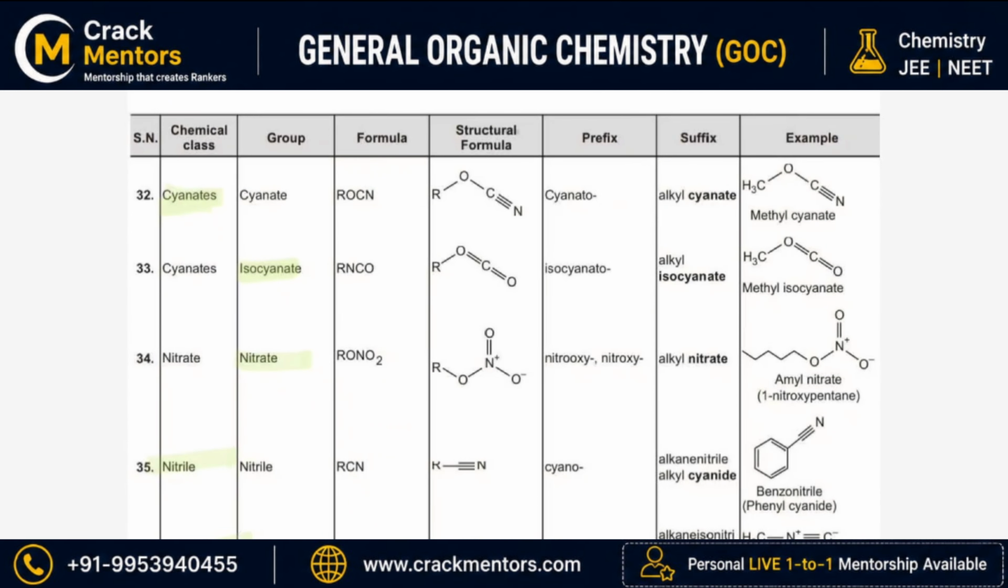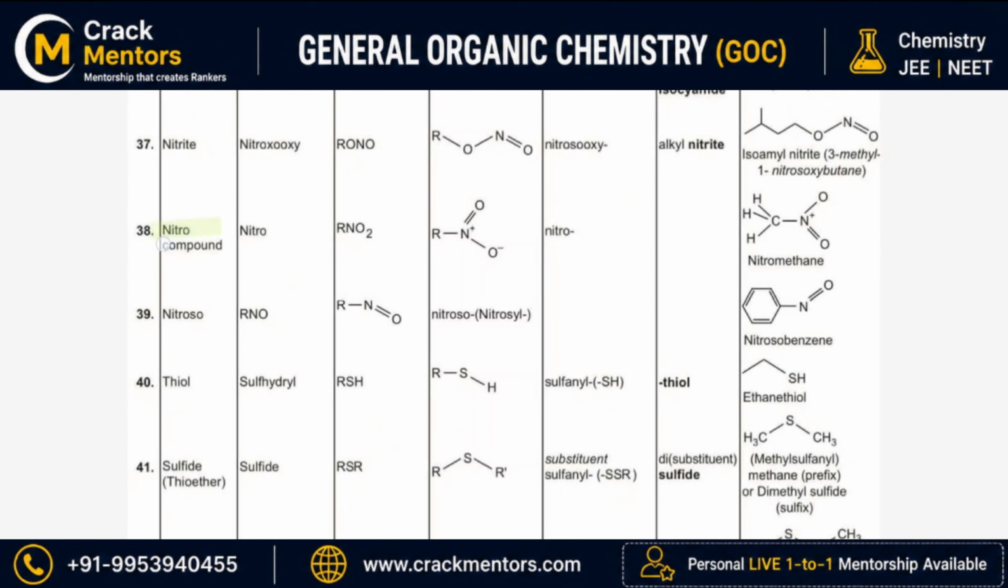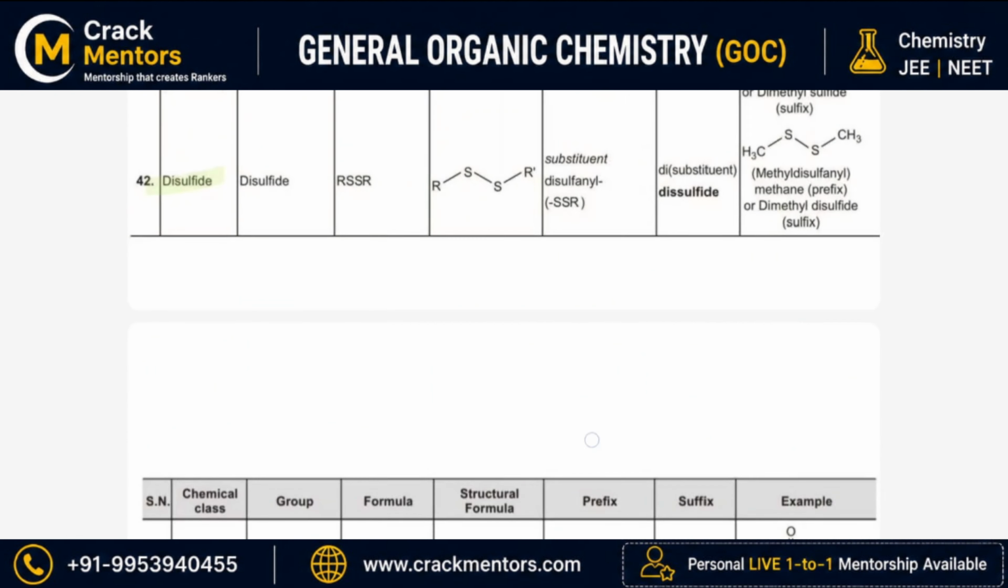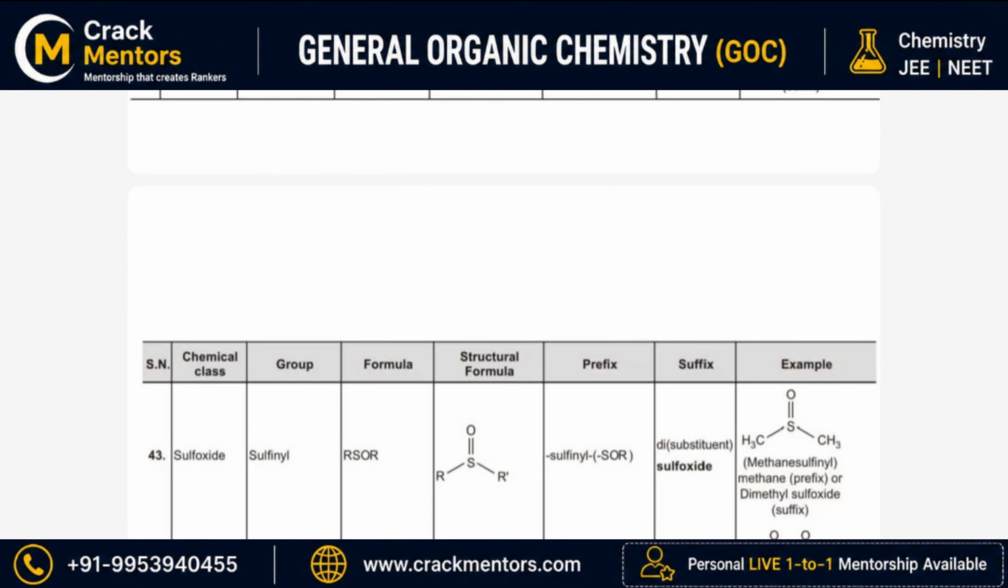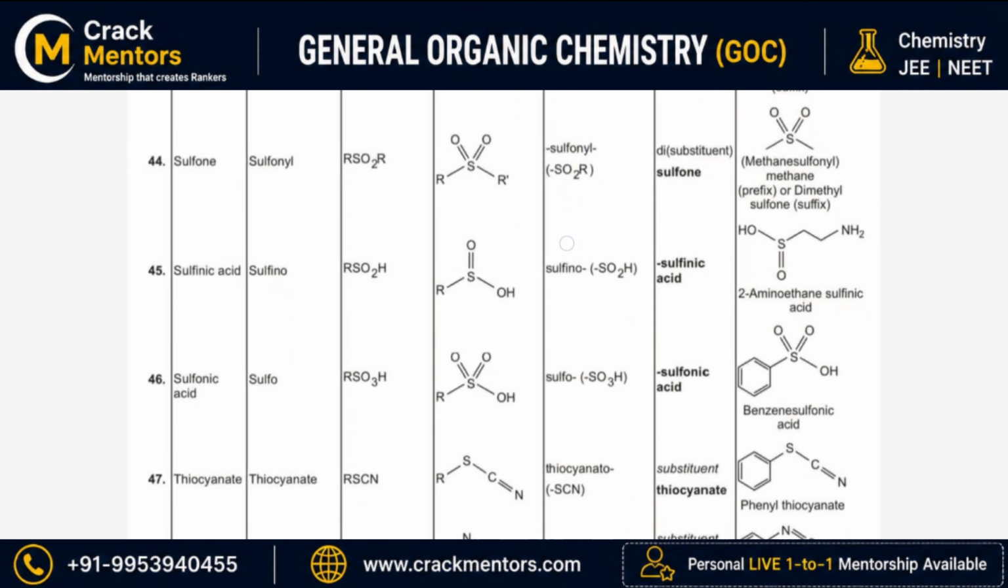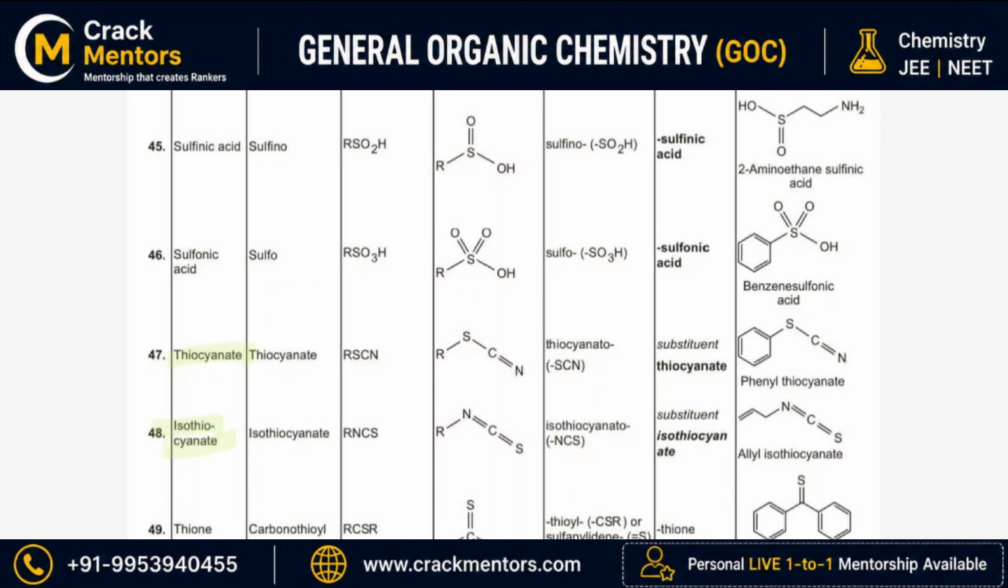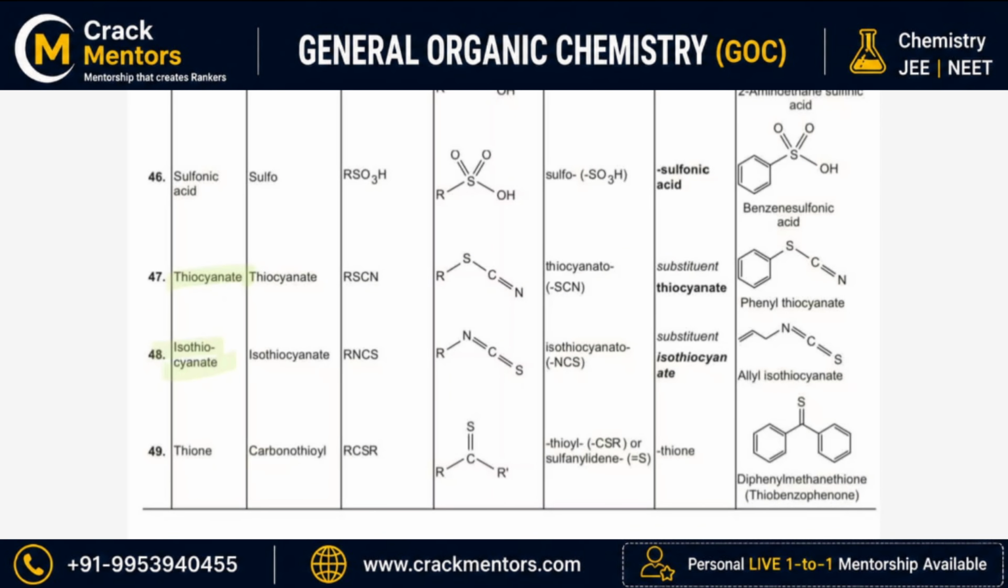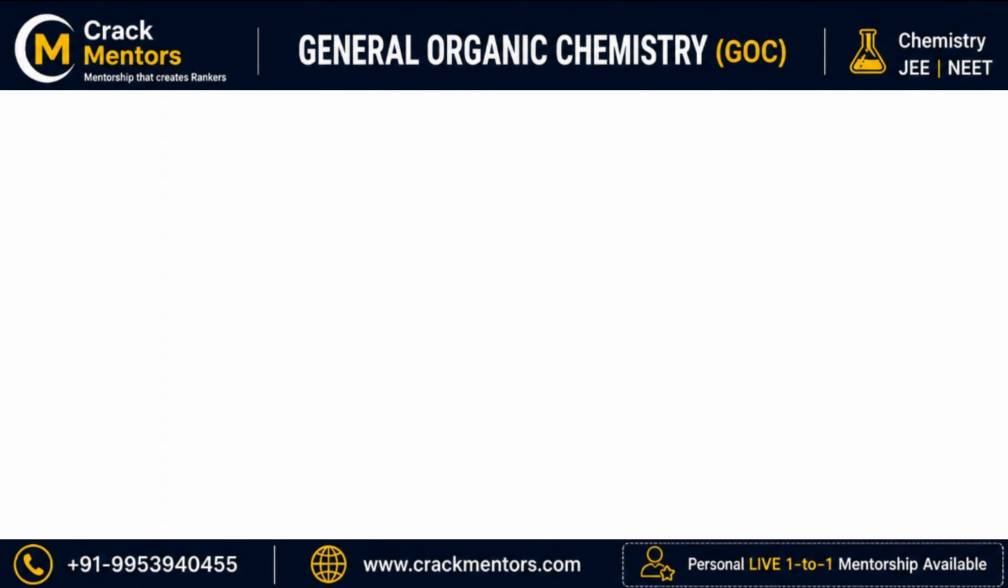Nitrate, nitrile, isonitrile important. Nitro compounds, nitroso compounds, thiol, sulfide, disulfide, these are important groups. You cannot afford to forget them. Thiocyanate, isothiocyanate, these are important functional groups which you must learn, right? Now up to here, that was a bookish table, right? For you to understand and to learn, I am going to give you some short forms for some of the functional groups, right? So you must write with me.